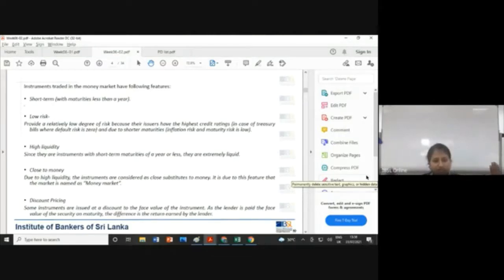Because the instruments are fairly short term, they don't go for an add-on interest method, because interest rates are mostly on an annual basis. Now these instruments are less than 1 year, so they fairly take a discount pricing mechanism.